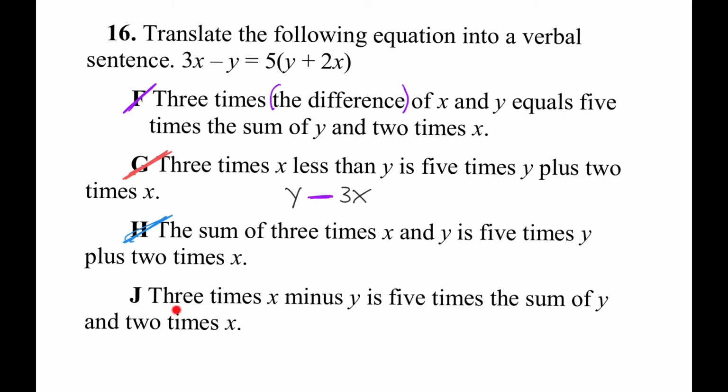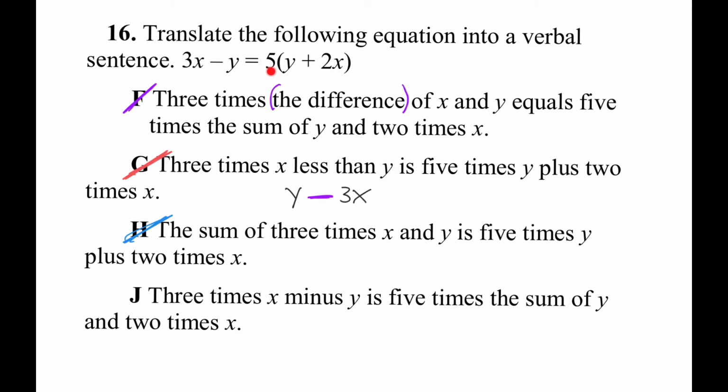Well, it has to be the last one, right? Because you guys have the elimination method. So let's see if it makes sense. 3 times x minus y. So 3 times x minus y. That makes sense.